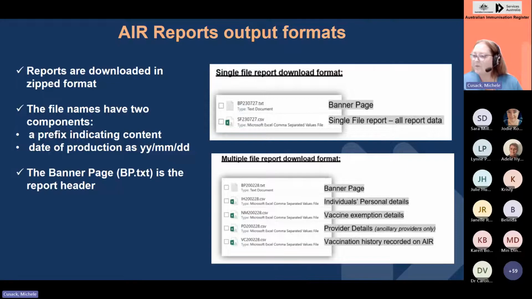Once you do download the file, it is in a zipped format. The files have different names, components there. This one here, the BP, is your banner page. And then the single file report will have all the data in this single file report in that date format there. The multiple file, of course, does have all those individual ones.